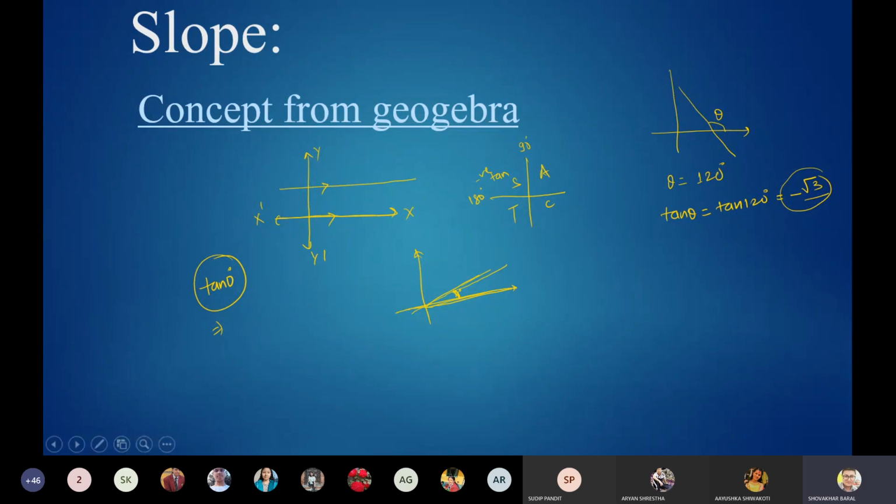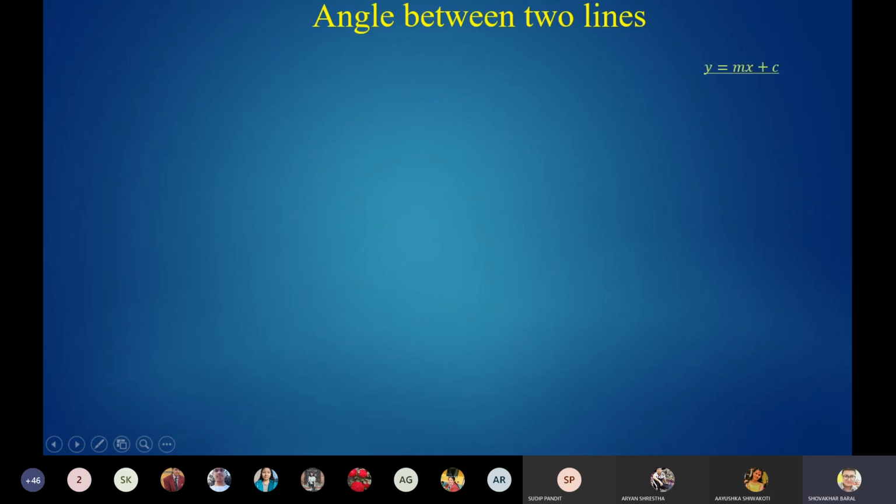Okay, so at what time is it undefined? When it is perpendicular to x-axis. At what time is the slope of line 0? When it is parallel to x-axis or when it is overlapped with the x-axis. And it is positive if the angle is acute, and it is negative if the angle is obtuse. You can explain the concept in that way also.